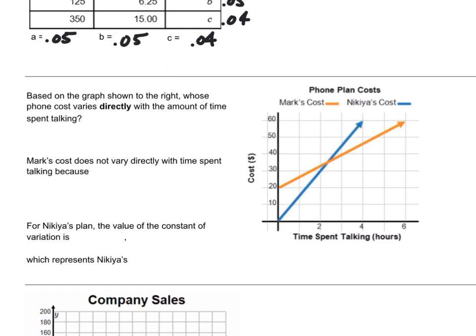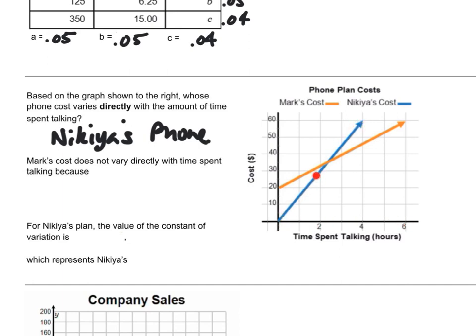That's Nikia. Nikia's phone is the one whose cost varies directly. Mark's cost does not vary directly with the time spent talking, because he has a $20 upfront fee just to have the phone. So without even talking, he's paying $20.